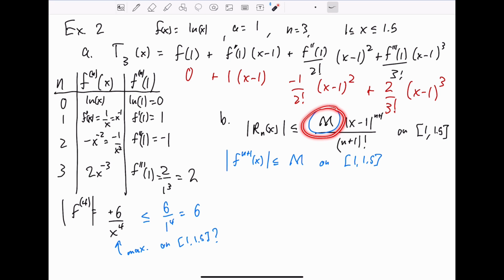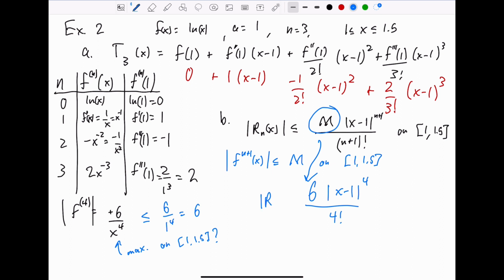We can plug that now into Taylor's inequality. So for Taylor's inequality, we have 6 times the absolute value of x minus 1. N is 3, so we're raising to the fourth power here, dividing by 4 factorial. That's an upper bound on the error.